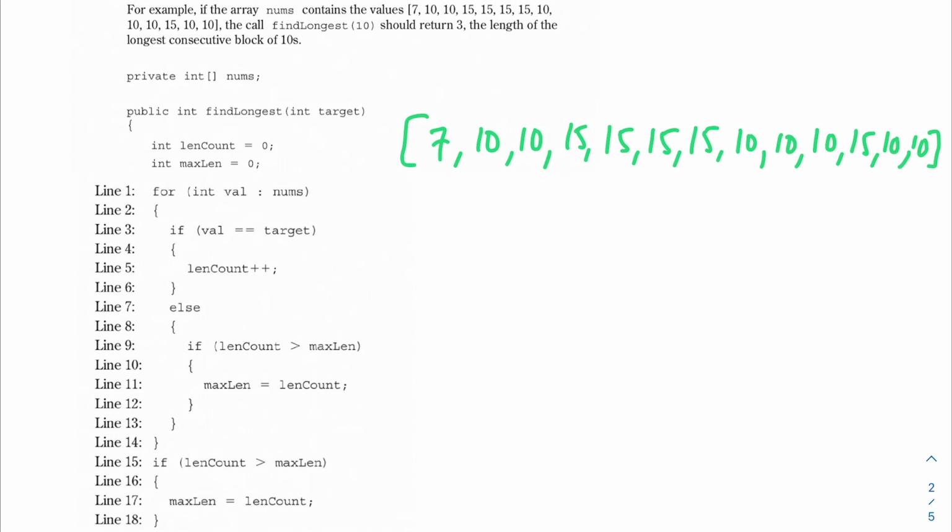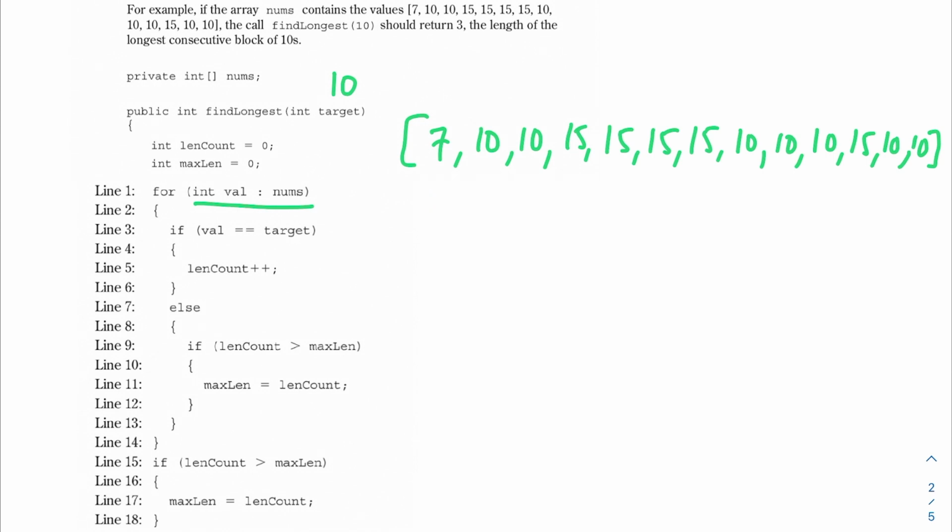So we're basically just running through this array, and we're saying that if the value is equal to target, we're going to increase our count. So our target for this is going to be 10. So starting at this first index, is 7 equal to 10? No, it is not. Is the length count greater than the max length? Well, we initialize both of these to 0, so 0 will not be greater than 0, so we're not going to be setting our max length, okay?